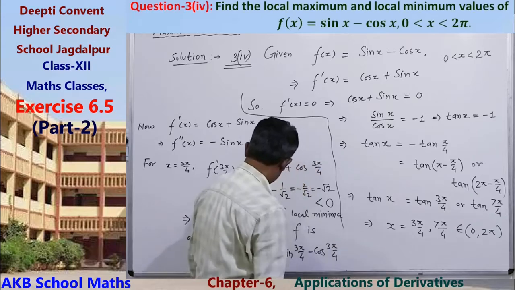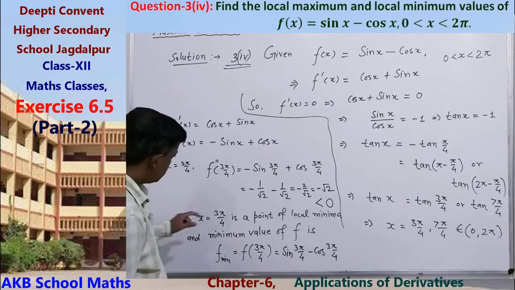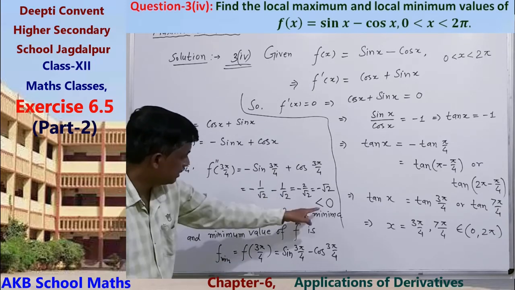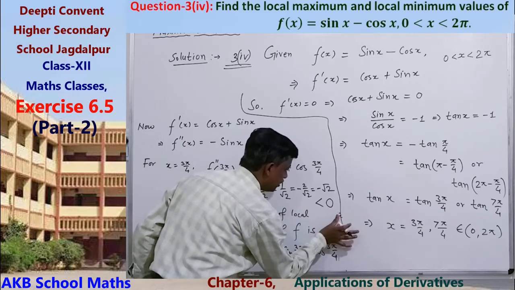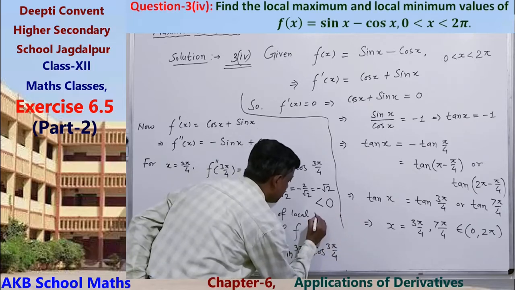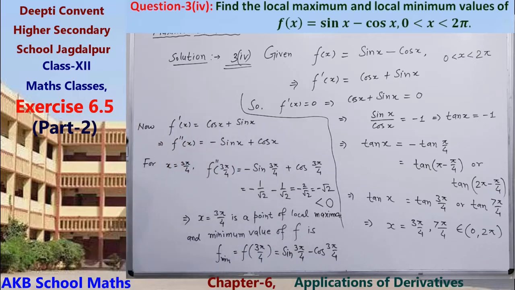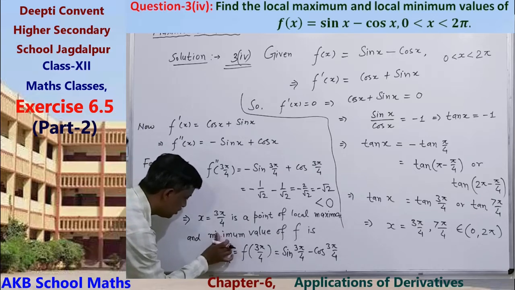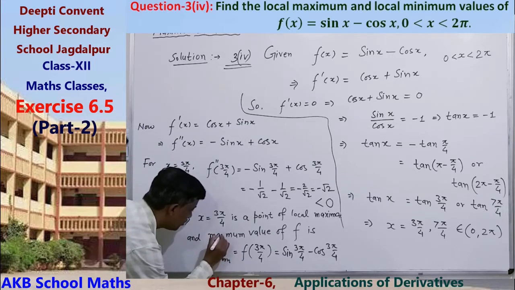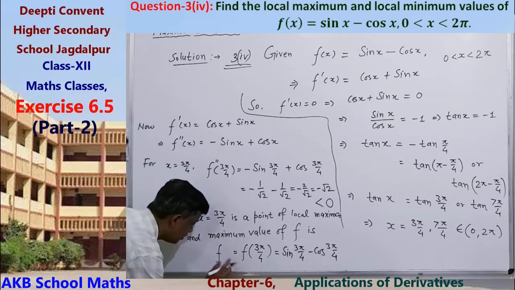Maximum value. A second derivative less than 0 means maximum, because a second derivative less than 0 means maximum value. So the maximum value of the function is f 3 pi by 4.